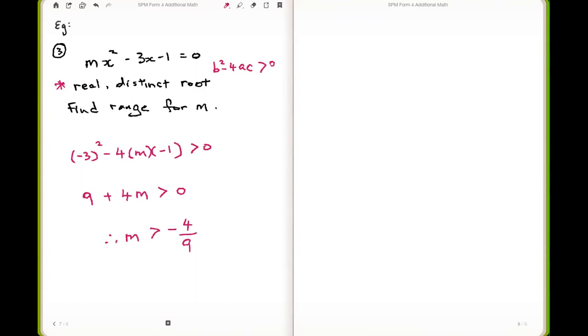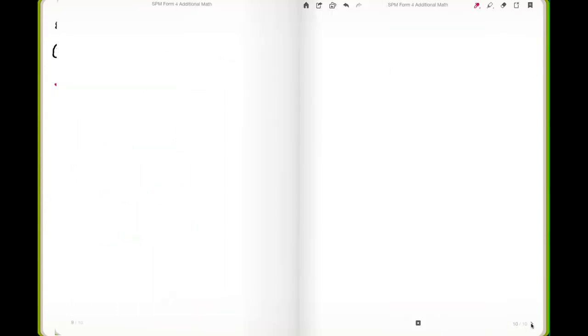Next, I'm going to show you how you find those roots when you are given an equation. Let me go to the next page. Specifically for SPM, there are basically 3, not 2, 3 ways to get the roots. Finding of roots from a given equation.